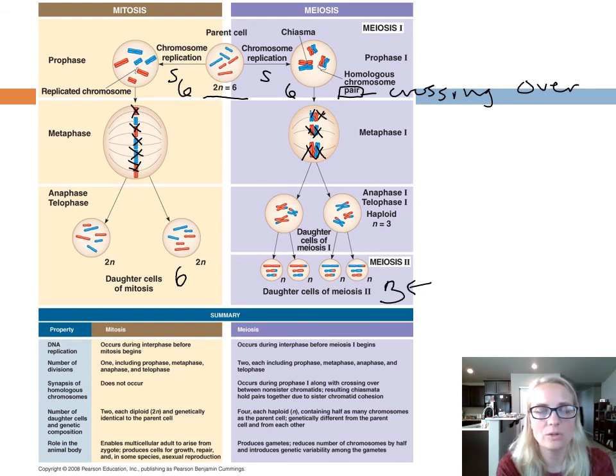So the best way to do that is to draw it out, to write it out and talk through it and make sure that you can go through it on your own without looking at anything. And that's going to let you know whether you know it or not.